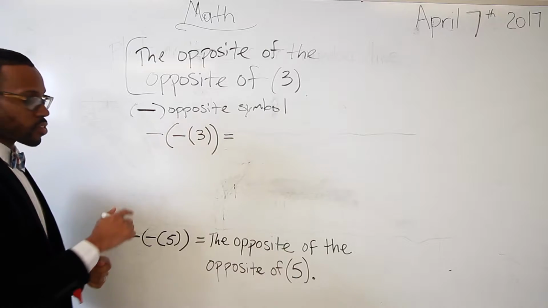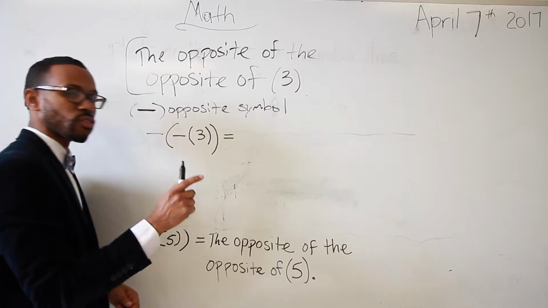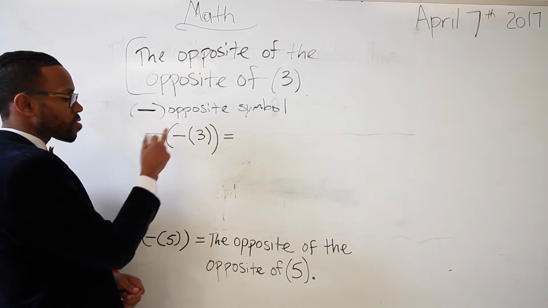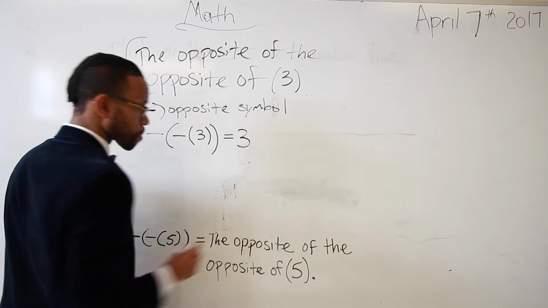And what do we know? What's our rule that we went over before? The opposite of any number is always the original number, correct? So what would be the answer to this? What's the opposite of 3? It would be 3. Okay?